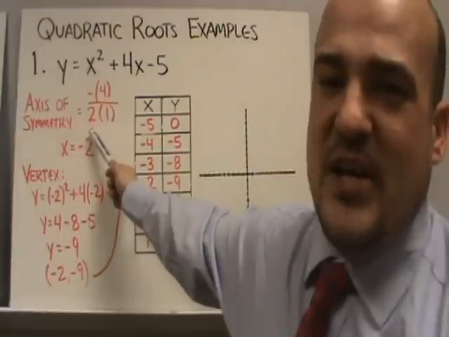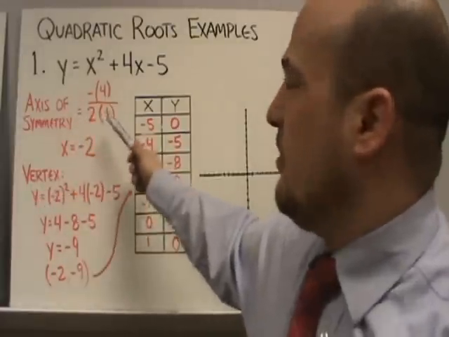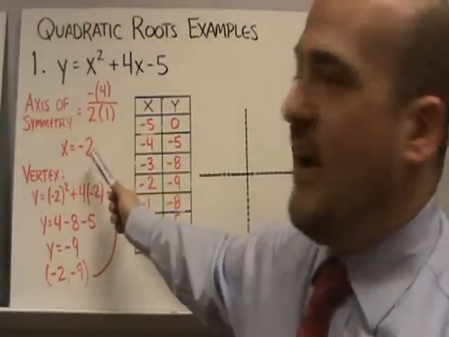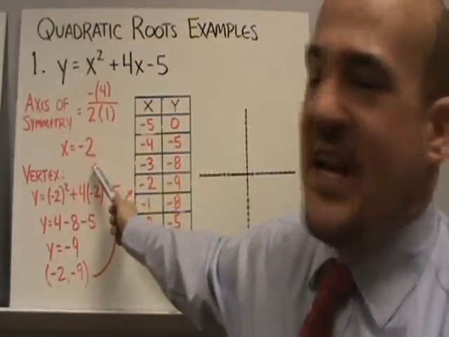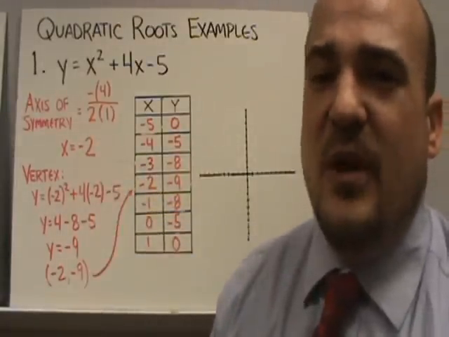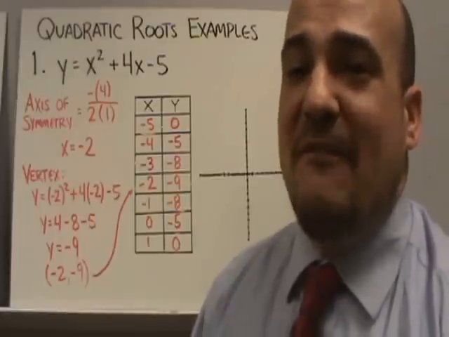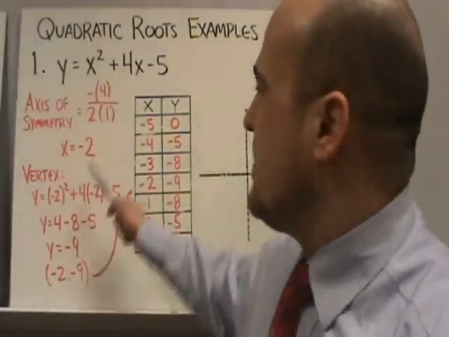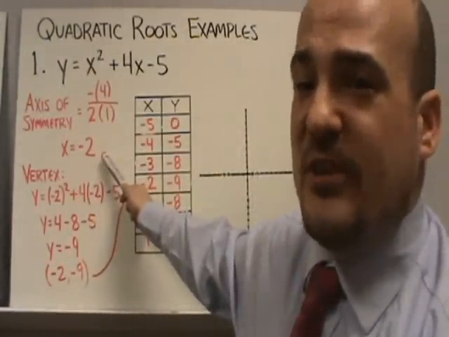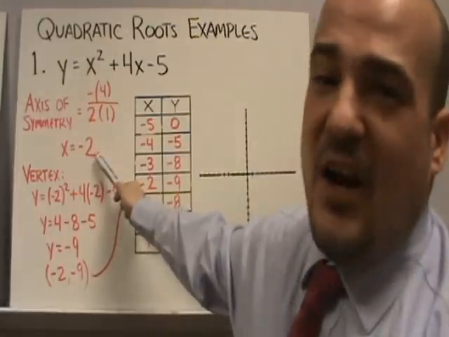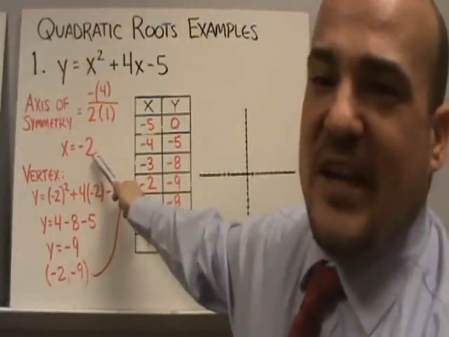Okay, and I use my equation, negative b all over 2a. And in this case, I found out that my axis of symmetry is at x equals negative 2. Once I know that that's where my axis of symmetry is, I can use it to find my vertex. Of course, the axis of symmetry always goes through the vertex. So I know that the vertex must have an x value of negative 2.